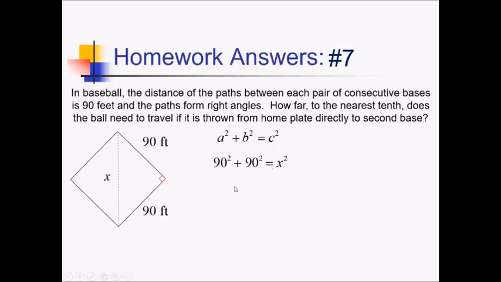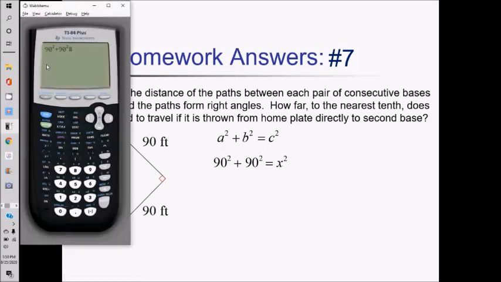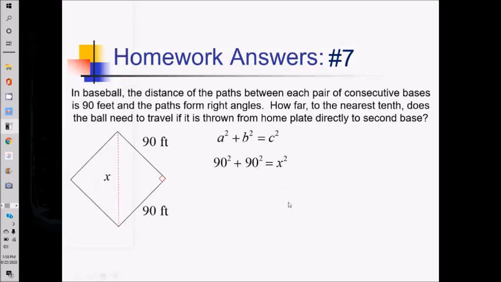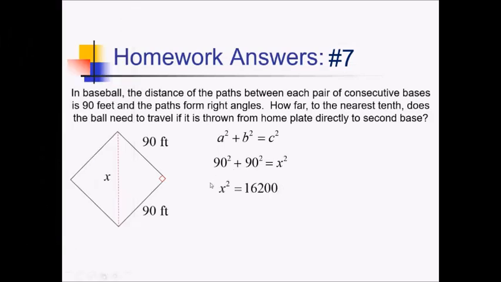And let me just add stuff up on the left side. I'm going to use the calculator to do this, not because I can't do it without a calculator, but honestly because they want this rounded to the nearest tenth. So I'm probably going to have to use the calculator anyway. Might as well start now. So adding those 90 squareds together, we get 16,200. And then to get the value of x, all we have to do is square root that quantity.